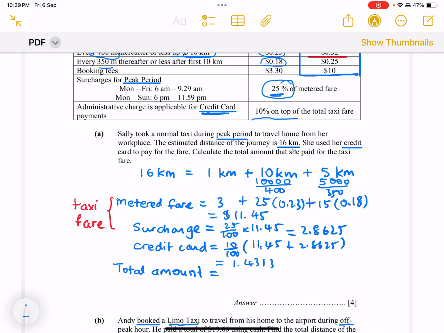So now the total amount. The total amount will be the metered fare plus the surcharge plus the credit card. So that gives us $15.74, rounded to the dollars.